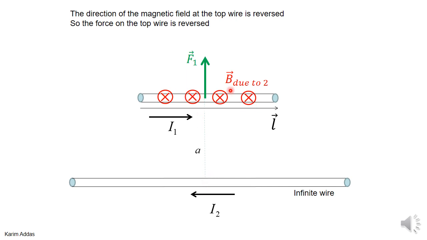So if the magnetic field is into the page and the force direction is given by I L cross B, now when you get L cross B, it's upwards. So the force is now repulsive. The two wires repel each other. So when the currents are opposite, the wires repel each other. When the currents were in the same direction, the wires attracted.